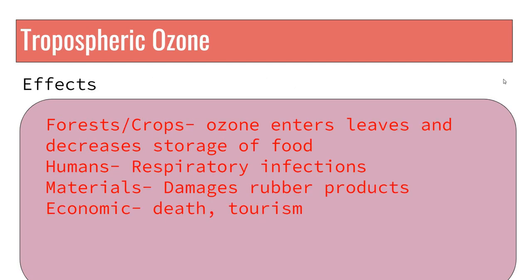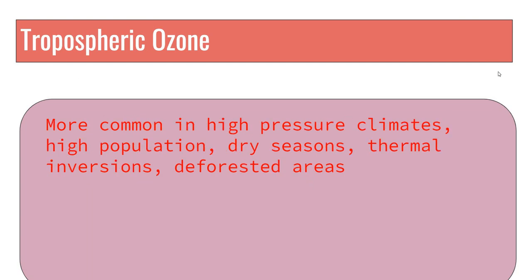What's the effect of this? So the effect is bad. So when ozone was up in the stratosphere, it was good. Now when it's down in the troposphere, tropospheric ozone, it's bad. So ozone can enter leaves, decreasing the storage of food. It causes respiratory infections in animals and humans. And it damages lots of products. So economically, this has a really bad effect.